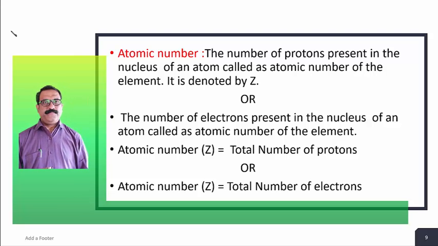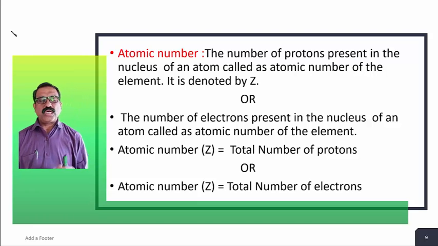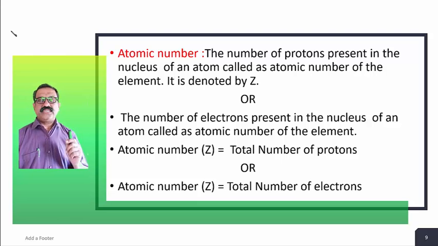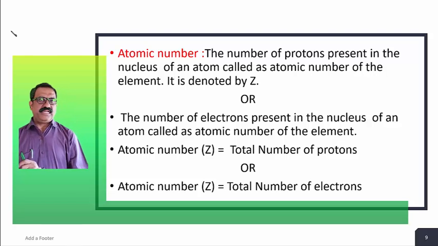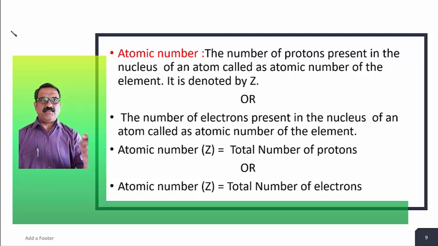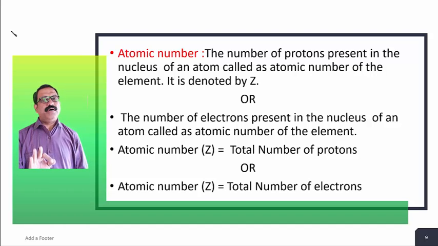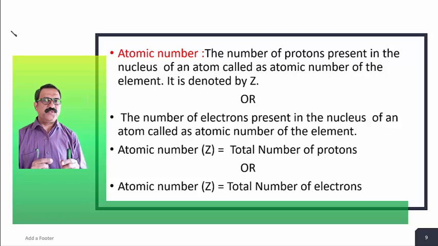charged particles. Hence, atomic number can also be defined as the total number of electrons present in the atom. Hence, there are two different mathematical equations. Atomic number Z is equal to the total number of protons, or atomic number Z is equal to the total number of electrons. In short, atomic number is denoted by Z, and Z is equal to either the total number of protons or the total number of electrons present inside an atom.